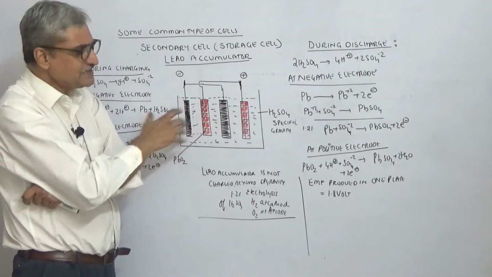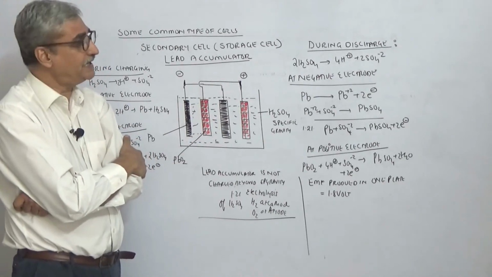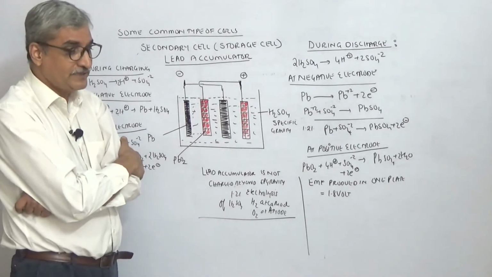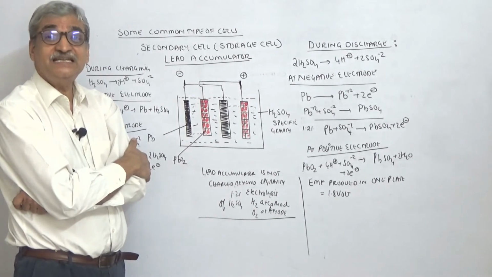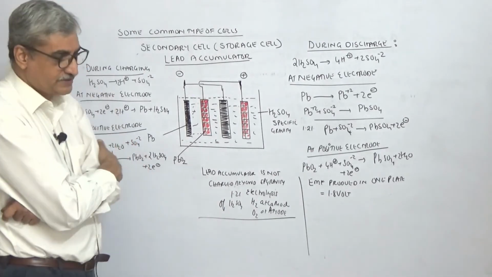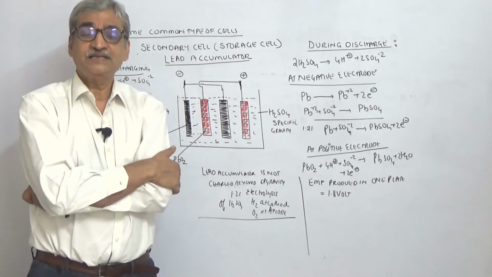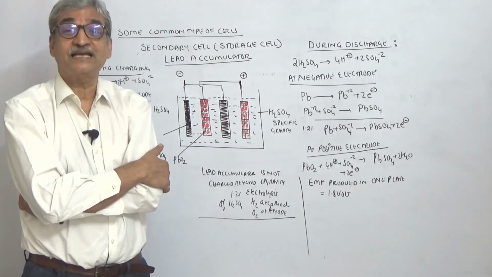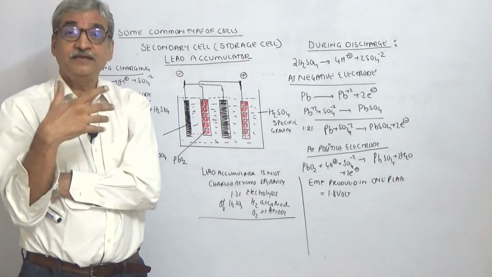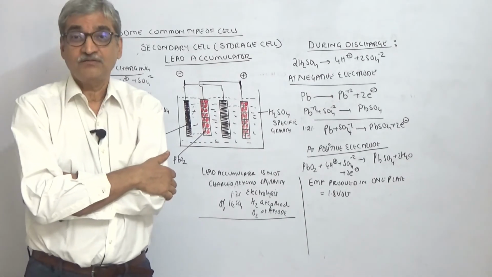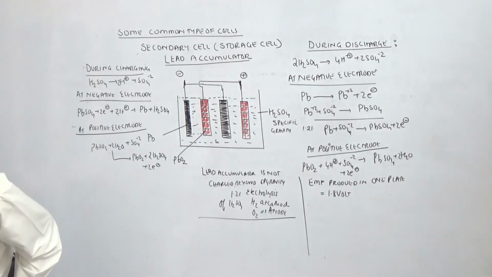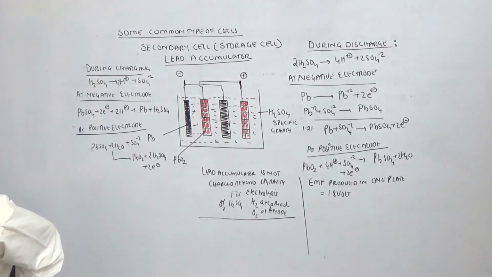So this is how we are using the lead accumulator. Now, after lead accumulator, nowadays we normally have the nickel cadmium battery. So we have to study two more of these: one is the nickel cadmium battery and the other is the fuel cell. Hopefully, in years to come, fuel cell will become one of the most important storage batteries. So, what can we say about the nickel cadmium battery?